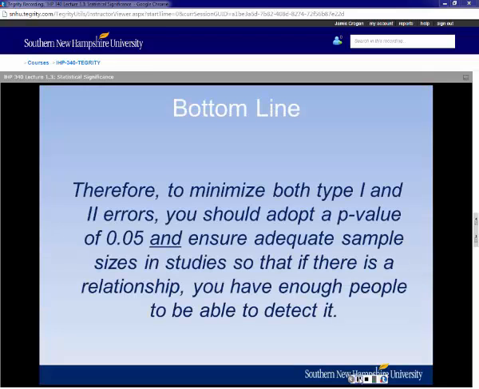So here's the bottom line. If you want to minimize both of these kinds of errors, you need to do a couple of things. First, adopt a reasonable type 1 error rate, which is a p-value of 5% or less. And you need to ensure that there was an adequate number of people in the study so that if a relationship was there to begin with, you have enough people to detect it. So you ensure that your sample size is large enough to detect a relationship if it's there. That protects against type 2. And you go with a reasonable p-value cutoff, which protects against a type 1 error.